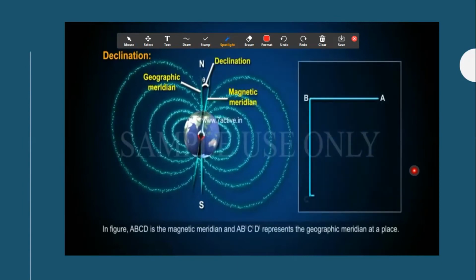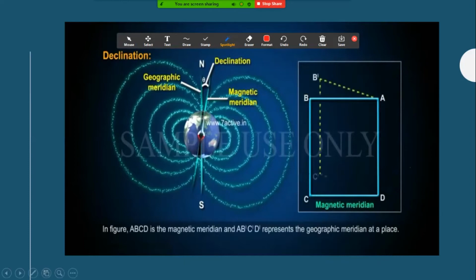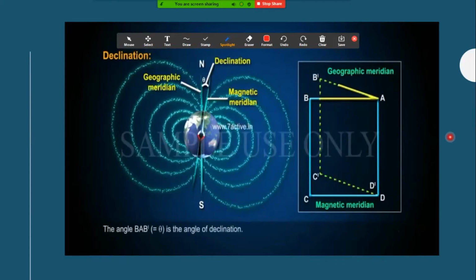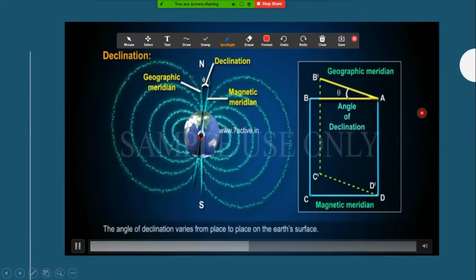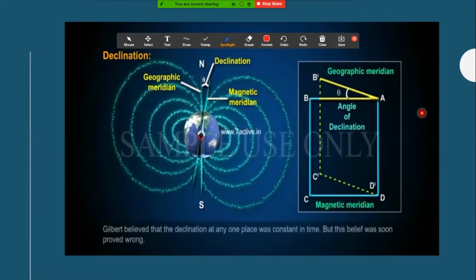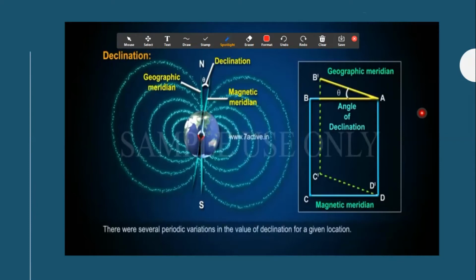In figure, ABCD is the magnetic meridian, and AB'C'D' represents the geographic meridian at a place. The angle BAB' equal to theta is the angle of declination. The angle of declination varies from place to place on the Earth's surface. Gilbert believed that the declination at any one place was constant in time. But this belief was soon proved wrong. There were several periodic variations in the value of declination for a given location.